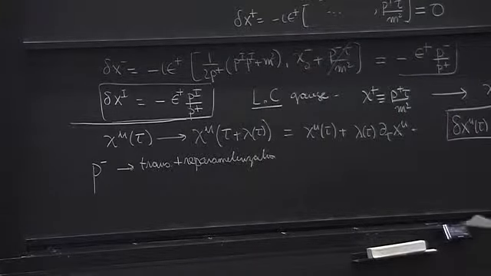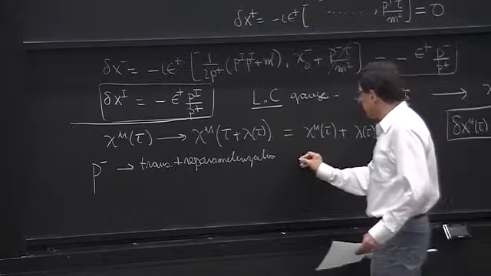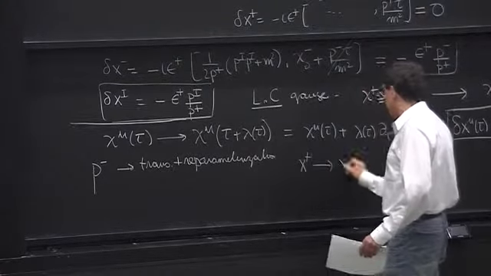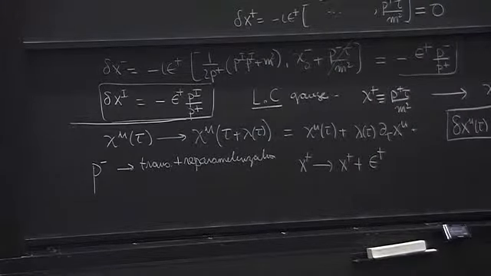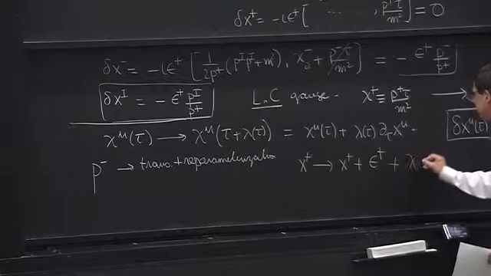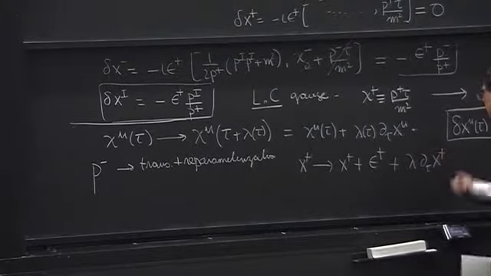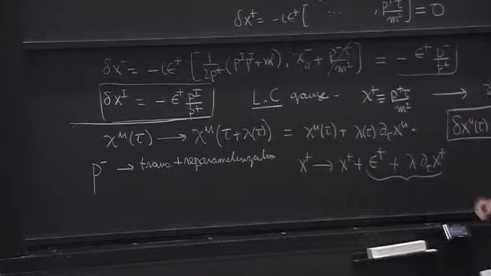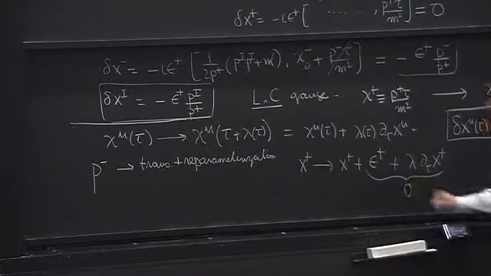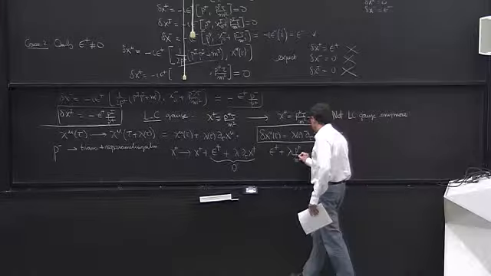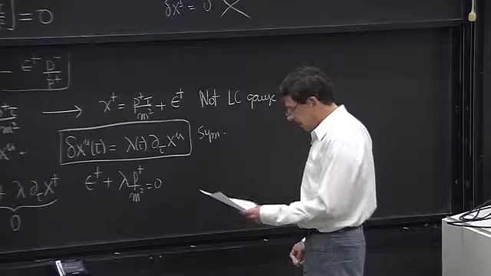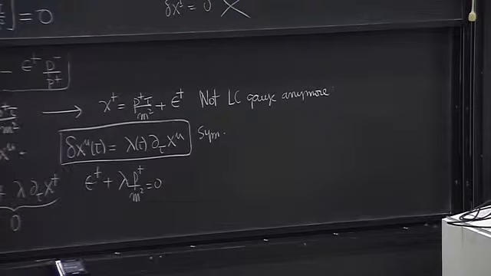So if it takes x^+, we'll take it to x^+ plus ε^+. That would have been the translation, but then it reparameterizes it, so it adds λ ∂_τ x^+. And this whole thing, to keep the lightcone gauge, should be 0. So from this, we have that ε^+ plus λ ∂_τ x^+, where ∂_τ x^+ is p^+ over m squared, should be 0, and that determines λ for us.